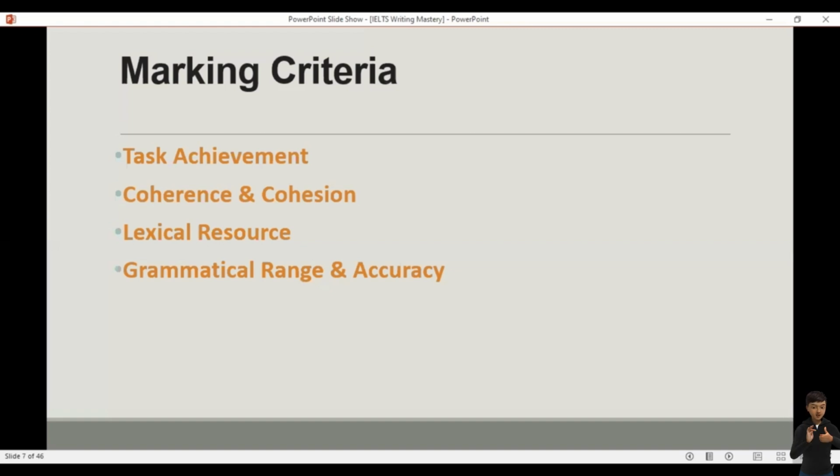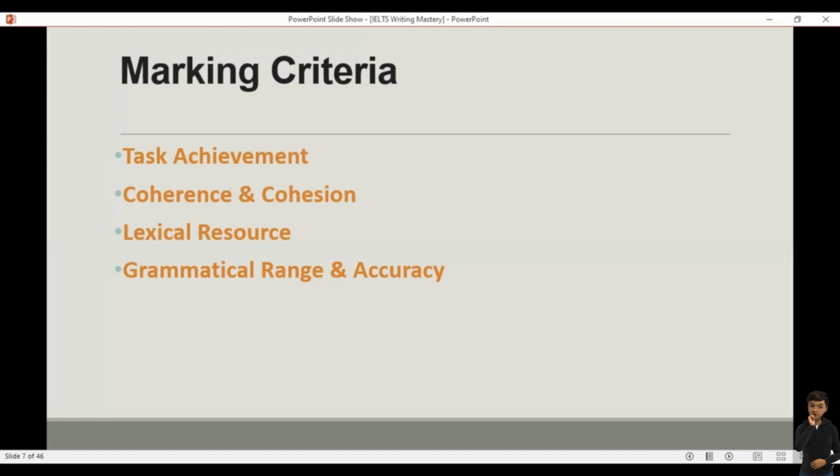Number 1, we have task achievement. Number 2, we have coherence and cohesion. Number 3 is lexical resource. Number 4 is grammatical range and accuracy, right? All those four criteria contribute 25% each towards your overall writing score.